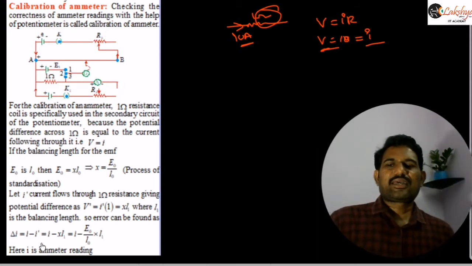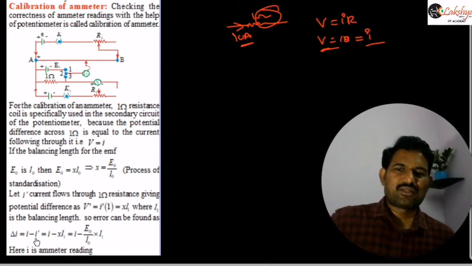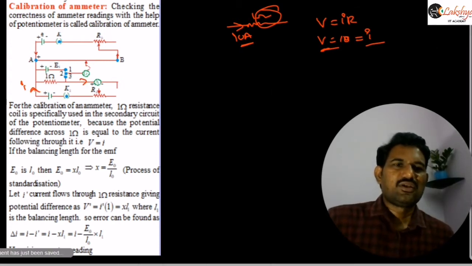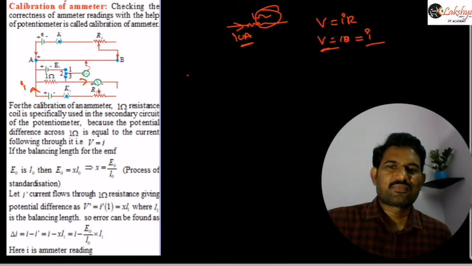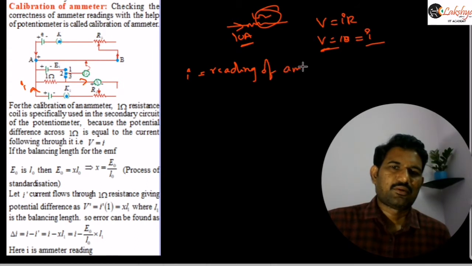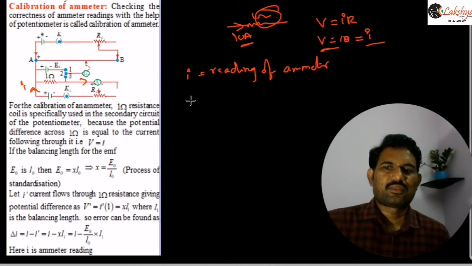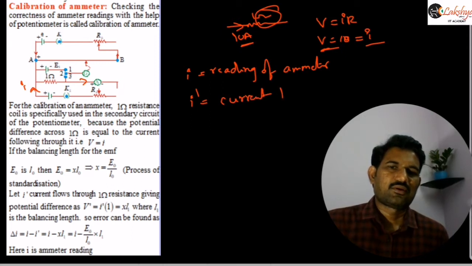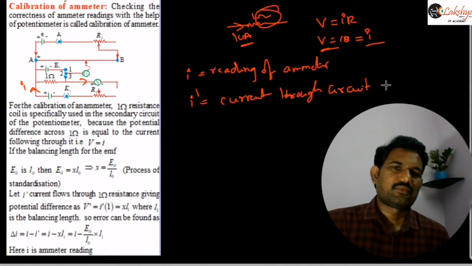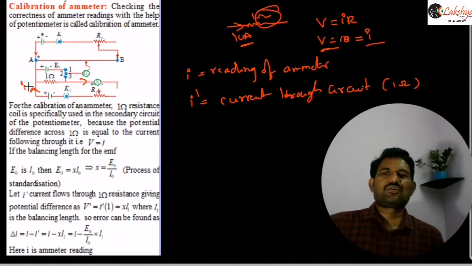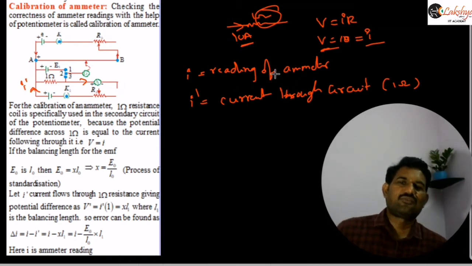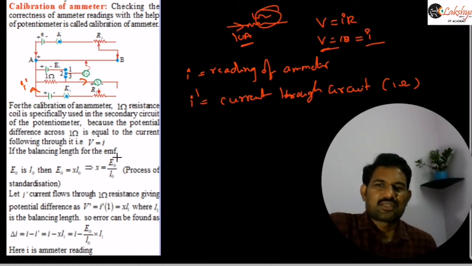So that is the calibration of this error. Here you can write that as a difference, I minus I dash or I dash minus I. I is the reading of the ammeter; I dash is the current through the resistor, that is, the actual current through the circuit, or through the 1 ohm. Through this 1 ohm we take the current as I dash, and the reading of this ammeter is I. So that is the calculation here.